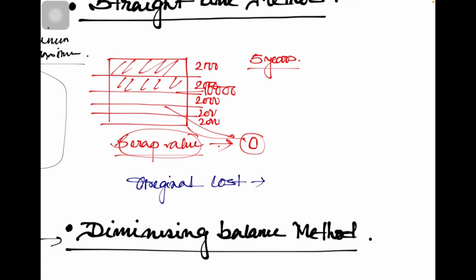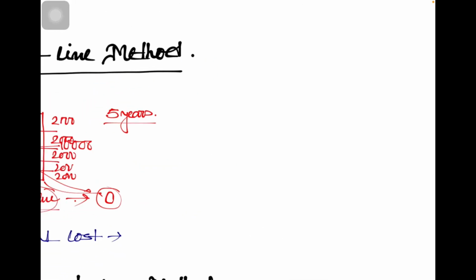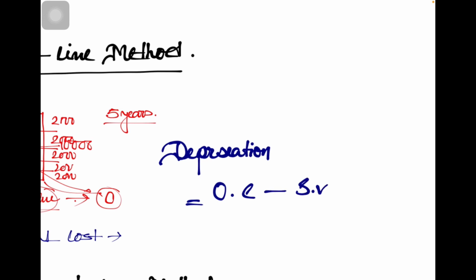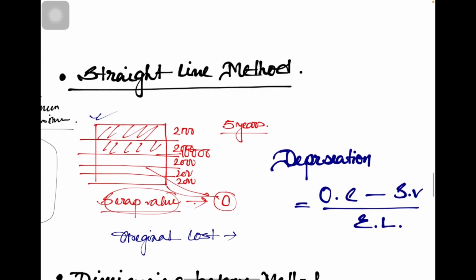Means the purchase price of the machine. So in some questions, if you haven't been given any particular formula, I'll just show you the formula. The formula is: depreciation is equal to original cost, I'm writing in short, minus scrap value, divided by estimated life. Estimated life means how long we can expect the machine to be utilized for the purpose. This is what is called expected life.